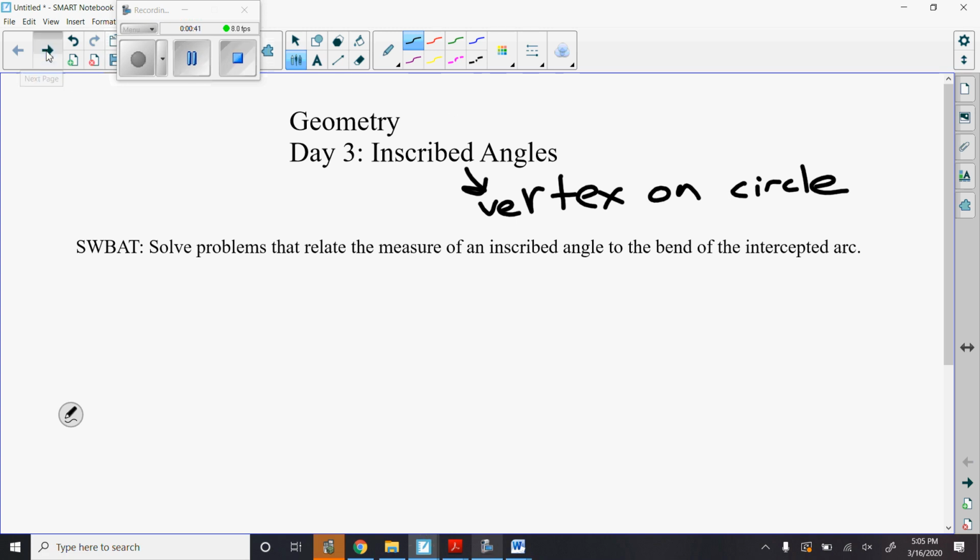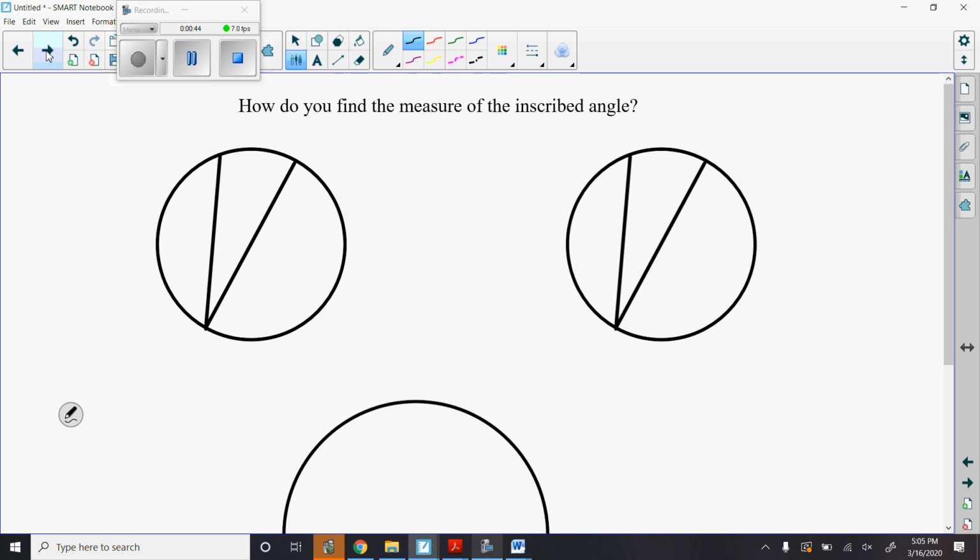So in order to look at this, let's look at an example here. And again, the question is, how do you find the measure of an inscribed angle? So let's take a look at this picture here. I'm going to call this the center of the circle C. And here we have our inscribed angle. We know it's an inscribed angle because that vertex is right there on the circle. And that angle, angle ABD, has a relationship with arc AD. That's what we're going to discover today.